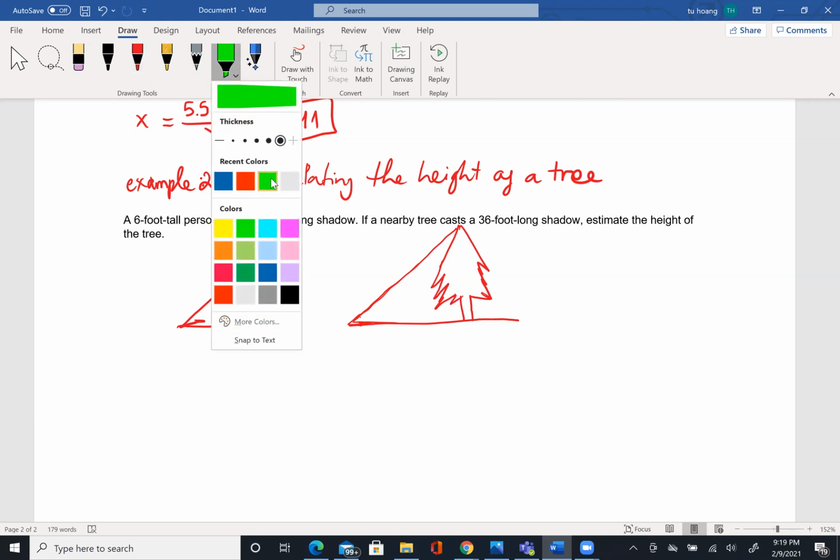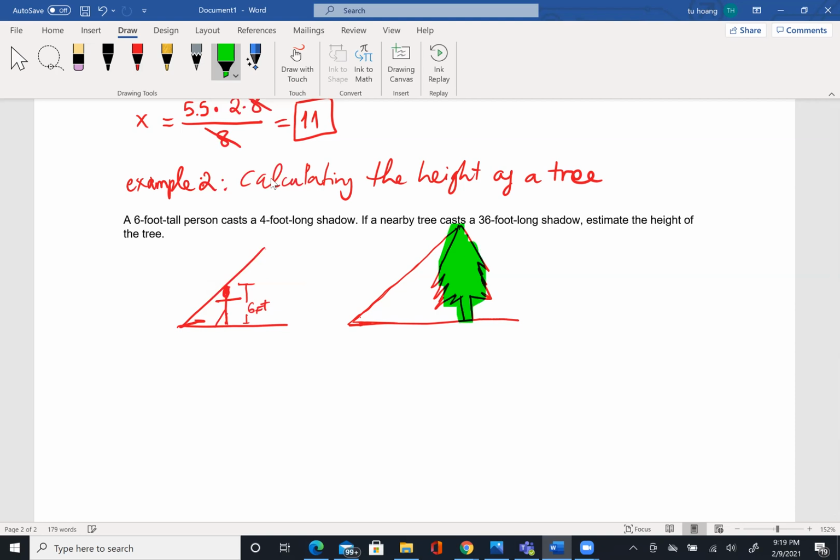Let me use that color. Here's the tree. So what do I have? We don't know how tall it is. I want to know this. We don't know, so we call it x. But we know the shadow with this guy. Shadow here is 36 feet.